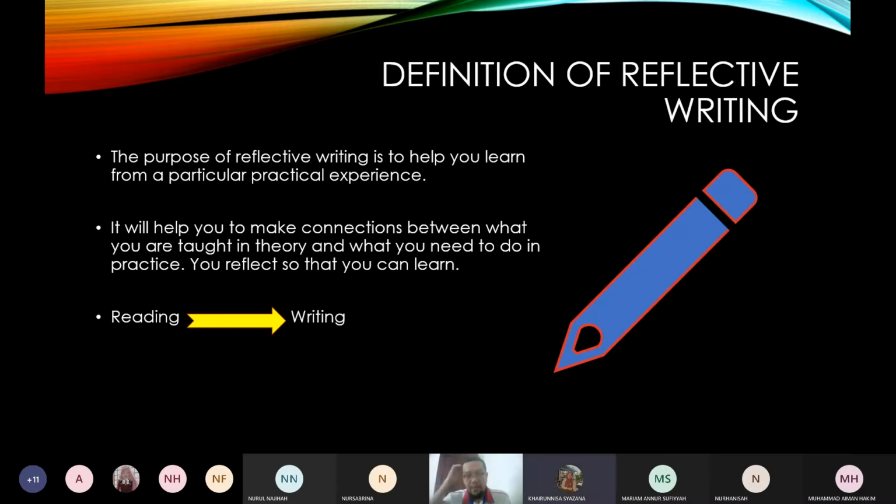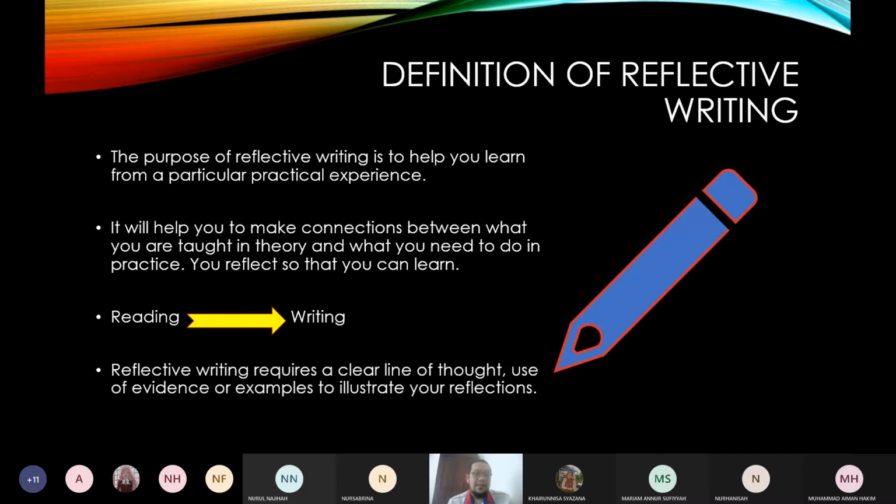All right, and in terms of language, dia akan menguji you punya reading skill. Alright, what you read and you have to interpret it in your writing. Okay, so dia main dua benda lah, two skills, two components, reading and also writing. You read and then you have to write what you read.